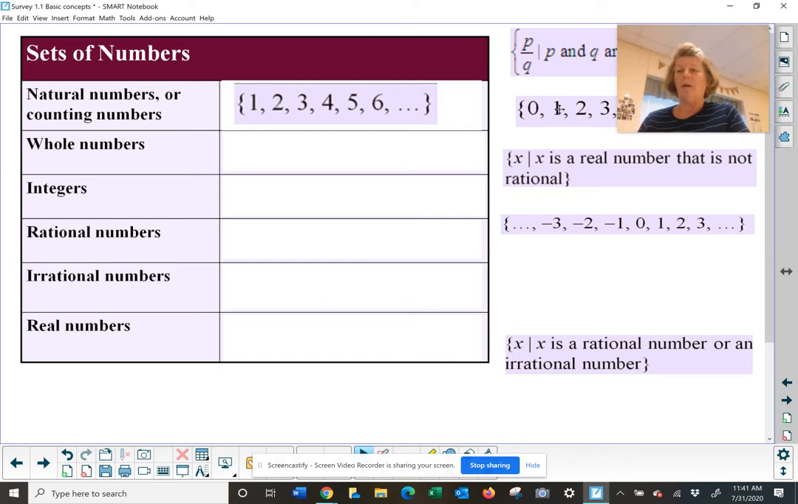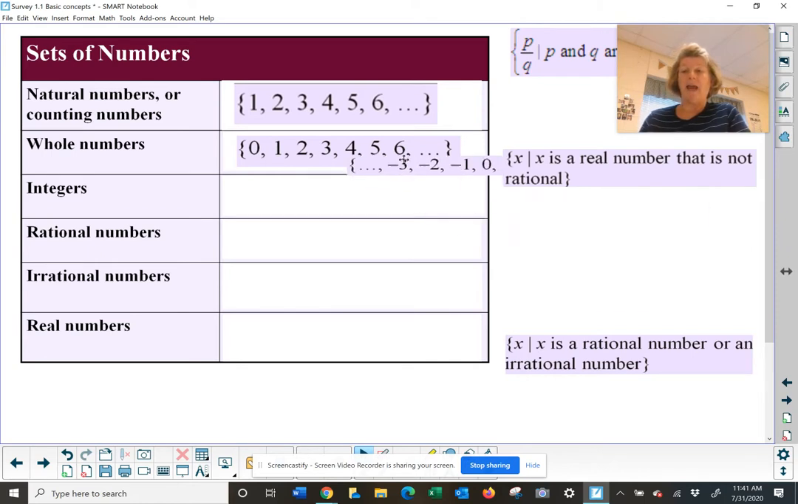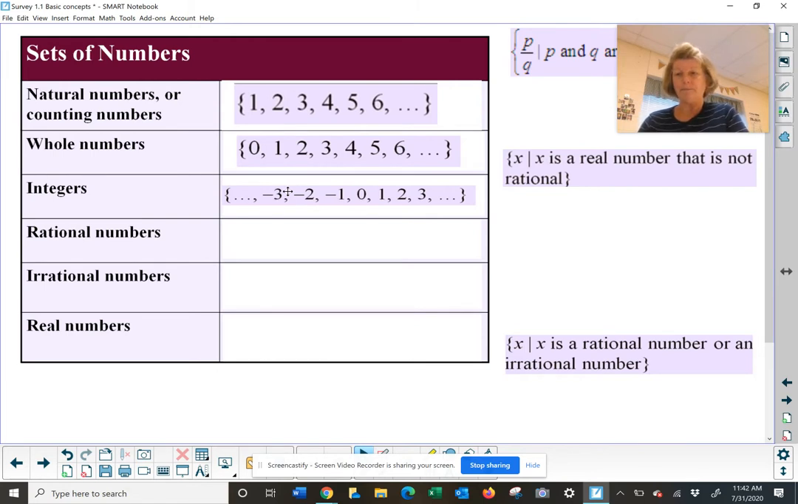The whole numbers do include zero. So we get just a little bit larger set. 0 is included, plus all those natural numbers that we just spoke of before. Integers are numbers that have both positive and negative whole number style. So -3, -2, -1, 0, 1, 2, 3.